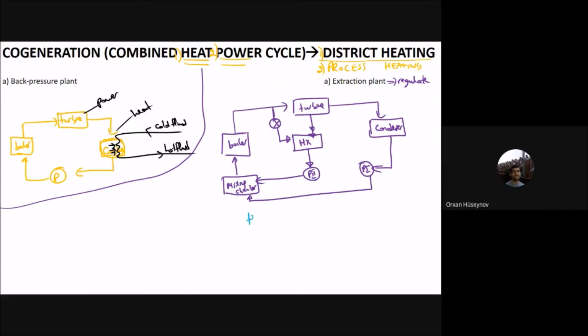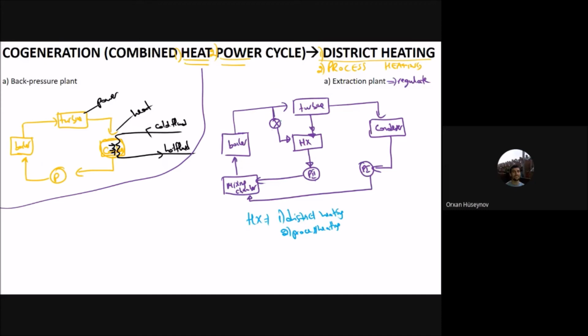This heat exchanger is used for district heating, or you can use it for process heating. Whatever purpose you are using it for, at the end it is a part of the cycle, and it decreases the power of the turbine. And you have the valve here, you can regulate the flow rate into this heat exchanger. If you want only heating, you can fully open this valve.